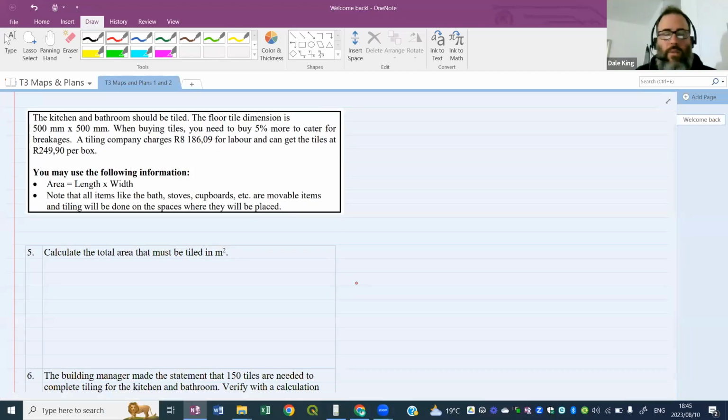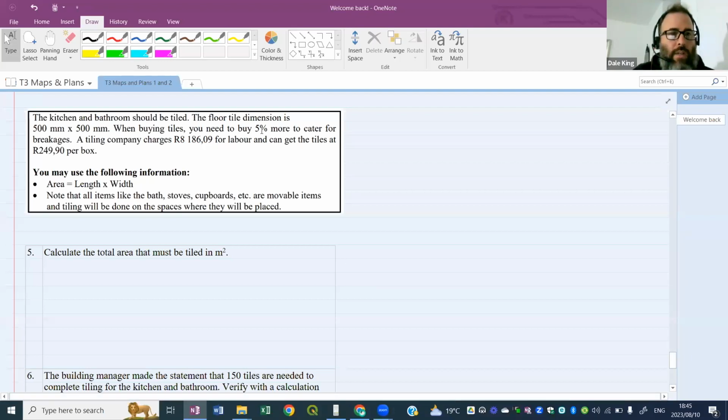Let's have a look, guys. We don't have much time. Let's have a look. We're going to tackle this. The kitchen and the bathroom should be tiled. This is where measurement and finance all come together, smashing into the maps and plans section. It's all happening now, the perfect storm. Here we go. The kitchen and the bathroom should be tiled.